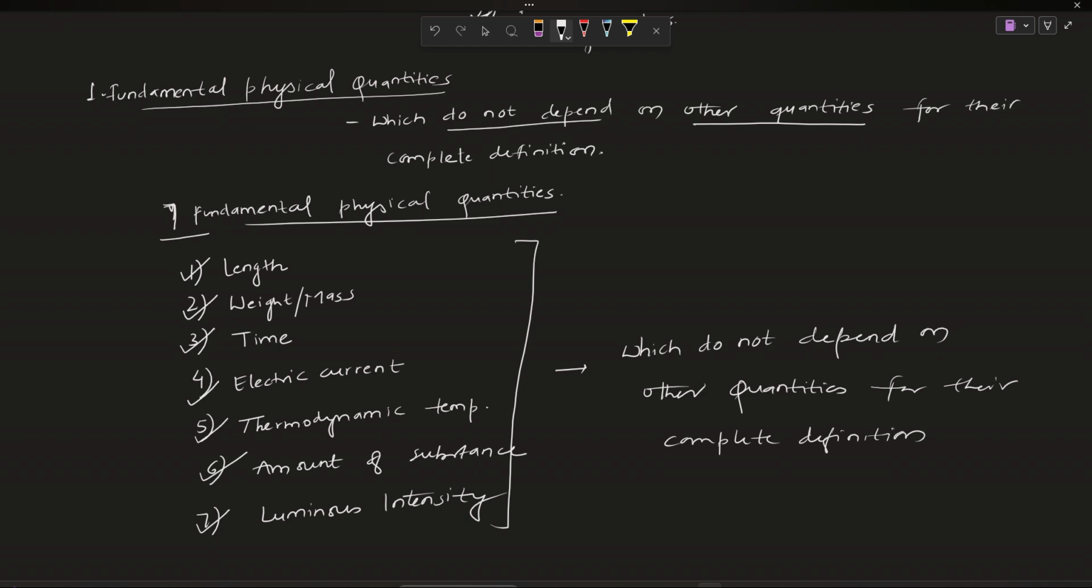Which itself means that apart from these 7 fundamental physical quantities, every other physical quantity, like force, pressure, density, Planck's constant, velocity, speed, whatever, is a derived physical quantity. These 7 are the only physical quantities which do not depend on other quantities for their complete definition. So they are independently definable. There are a total of 7 fundamental physical quantities.